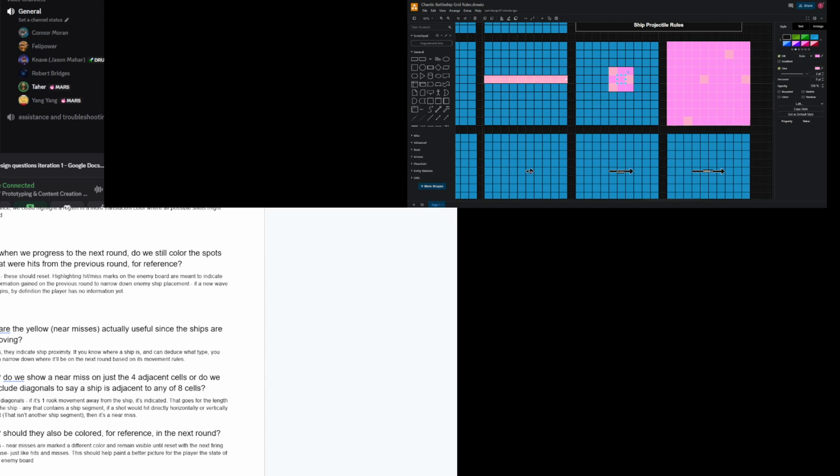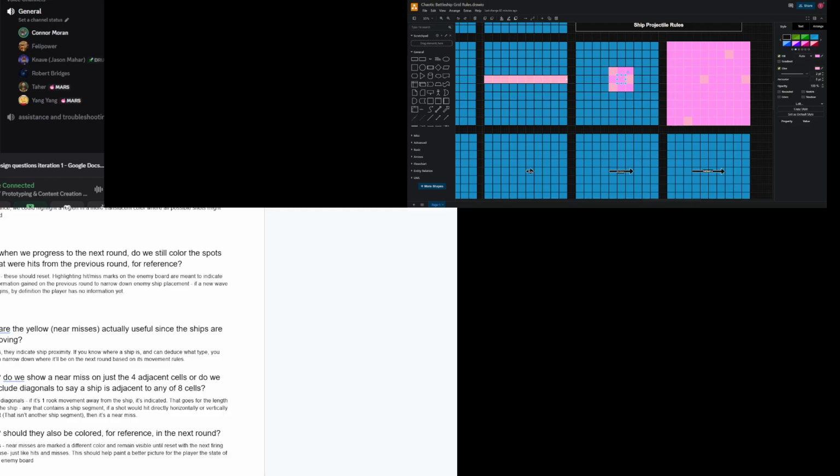There was one hidden question here. Oh, I think that's the last one. No, the next question is, I think, highlighting it. Okay. So, to show a near miss on just the 4 adjacent cells, or do we include diagonals? I said no diagonals. It's one rook movement away from any given ship segment that's indicated. That goes for the length of the ship.